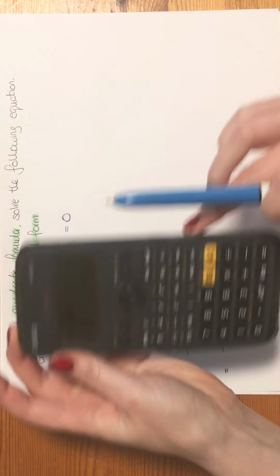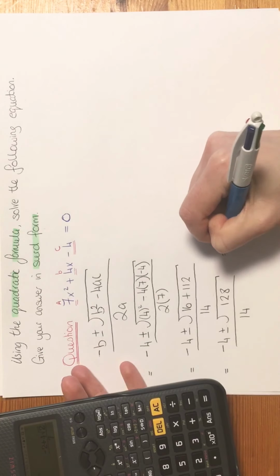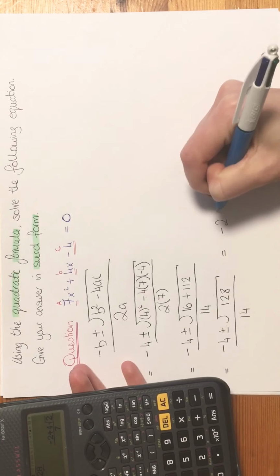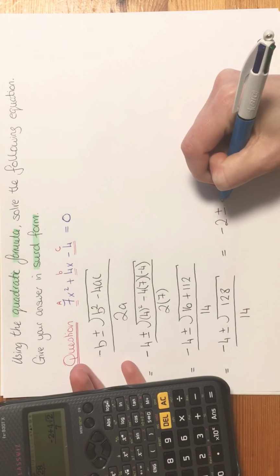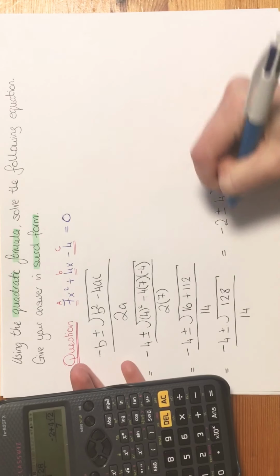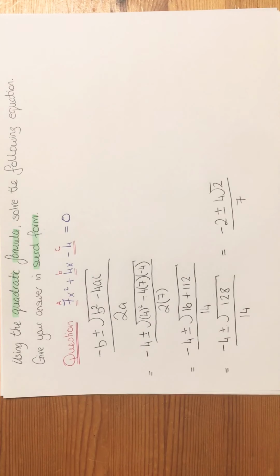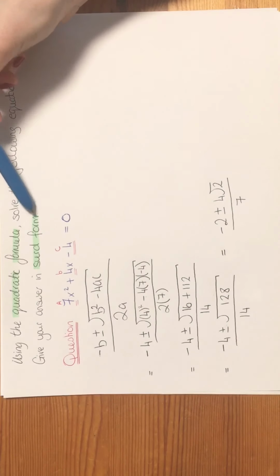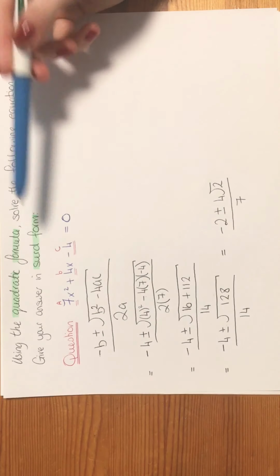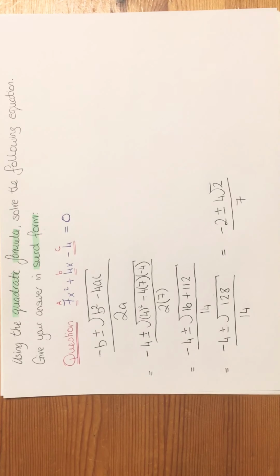So our answer can simplify down to minus 2 plus or minus 4 square root 2 all over 7. And that's your final answer in surd form. Okay, so if you're going for decimals, that's when you'd split those up and say minus 2 plus 4 root 2, minus 2 minus 4 root 2. However, they want it in surd form, as asked in the question, so it's actually a little bit less work. So you just leave your answer like so.